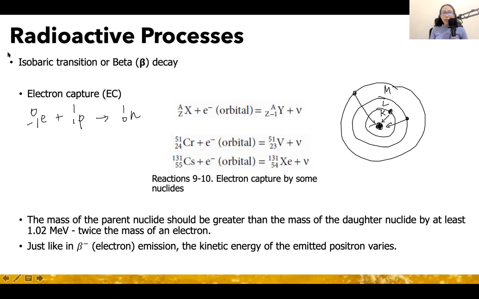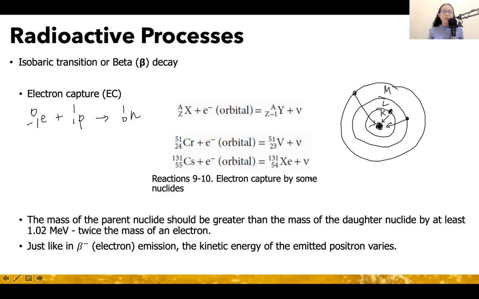right? So that is why you have in your daughter nuclide an atomic number that is less by 1 unit. So the number of protons decreases by 1 because it is used to create a neutron. Again, your mass number remains the same. And in this process, you also have a neutrino that is released.